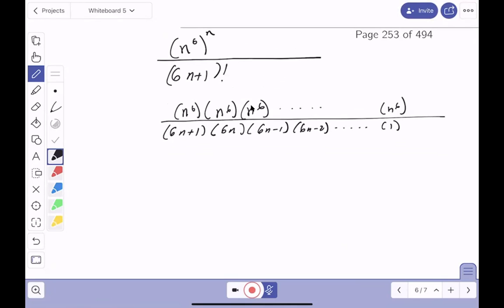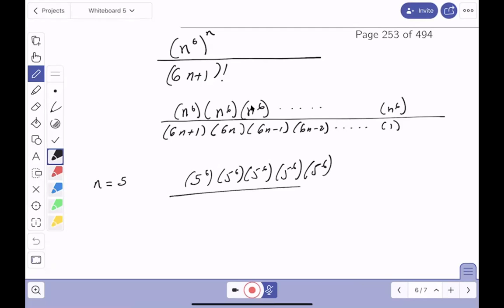Let's take a look at an example, okay? Let's take a look at n equals, I don't know, 5. So let's write this down. What would you get? 5 to the 6, 5 to the 6, 5 to the 6, 5 to the 6, and 5 to the 6. There's a problem with this, by the way. What do you get in bottom? Well, 6 times 5, plus 1, that's 31, right? 31, that's what 5 would give you, then 30, 29, yada, yada, yada, down to 1, right? All right. That looks tough.